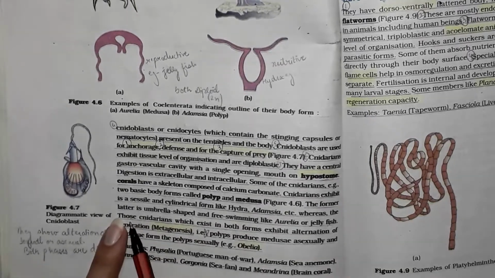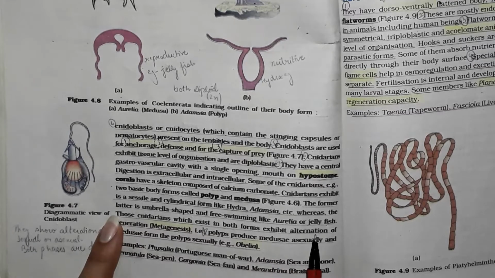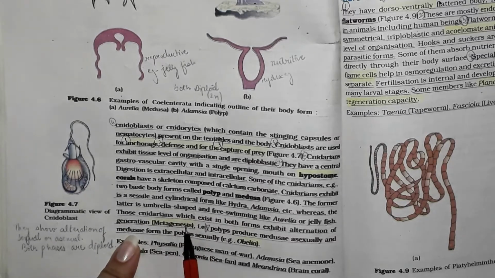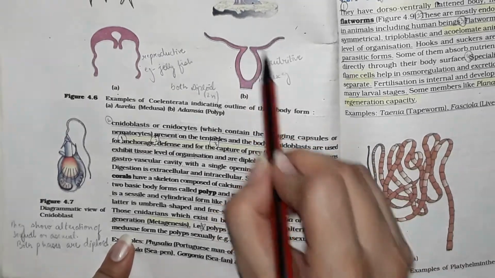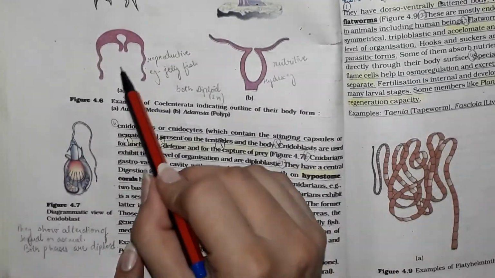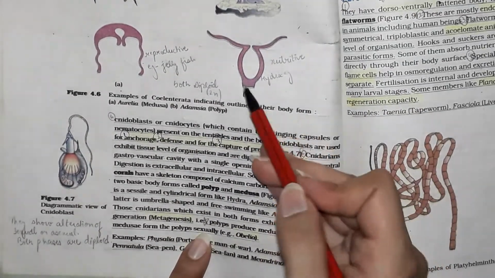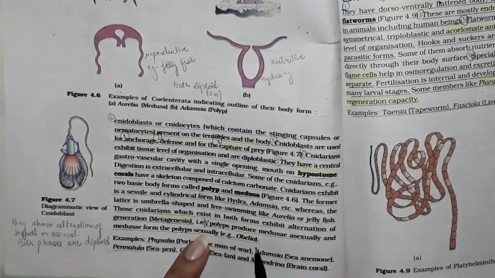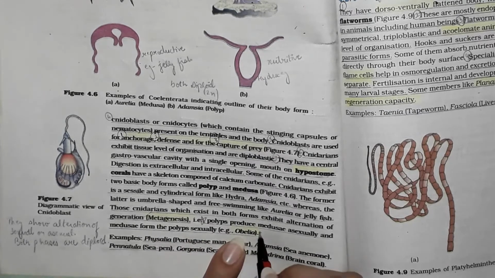So next comes that these cnidarians which exhibit both the forms, exhibit alternation of generation. This alternation of generation is known as metagenesis. That is, the polyp produces medusa asexually, and this medusa forms the polyp sexually. This line is very important, how polyp is produced from the medusa and how medusa is produced from the polyp. So the example of the organism which exhibits metagenesis is the Obelia.